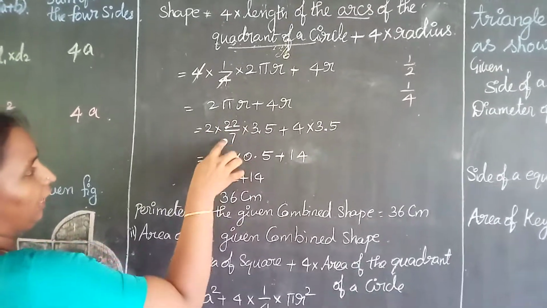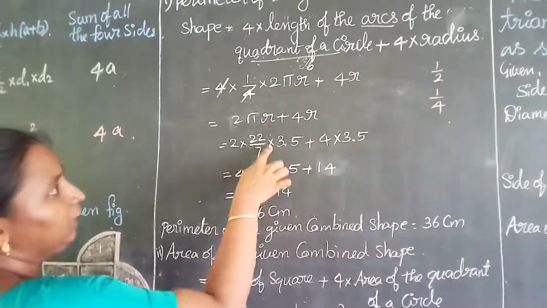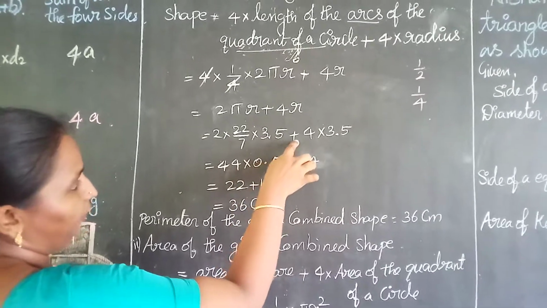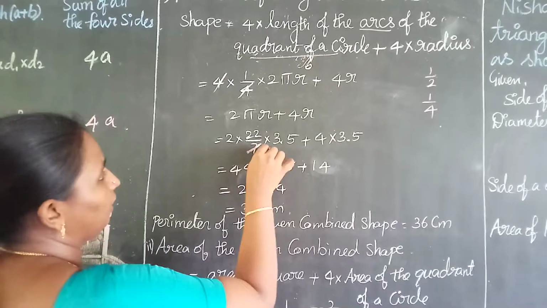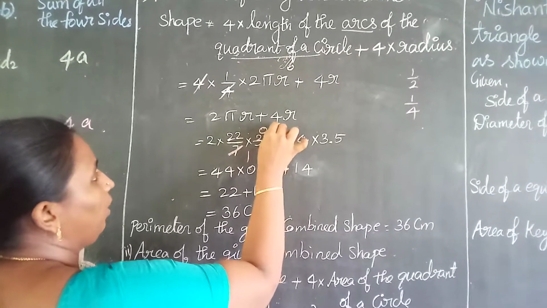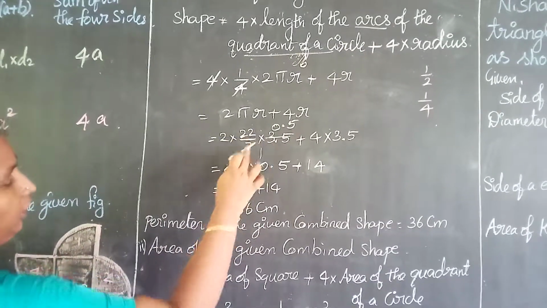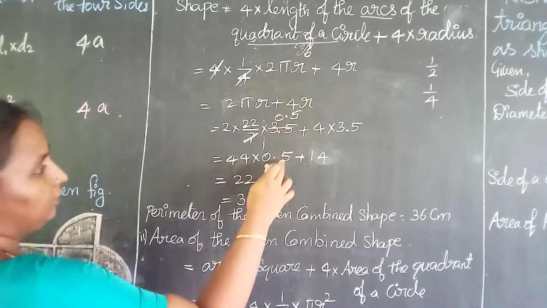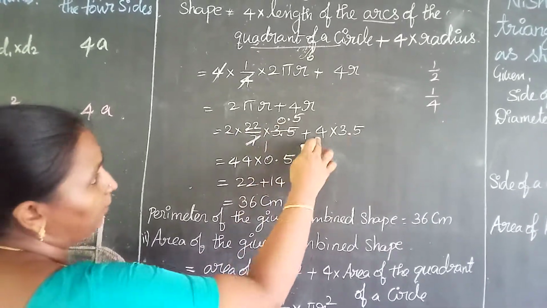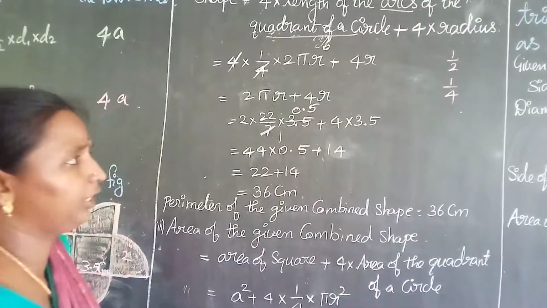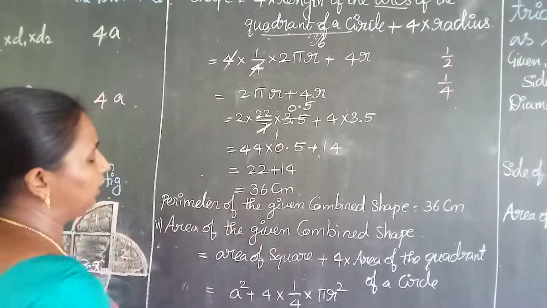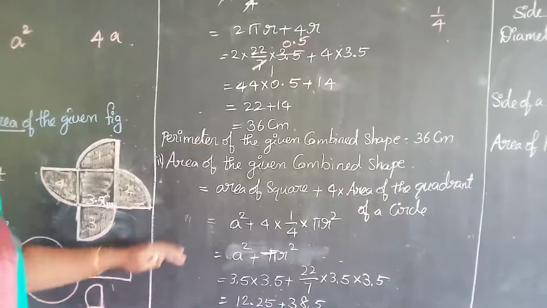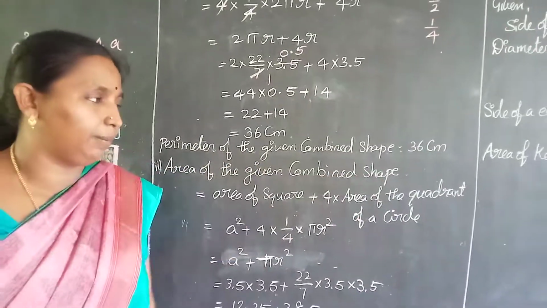2 into pi value you know, 22 by 7, into r is 3.5, plus 4 into 3.5. Okay, cancel this 7: 7 ones are 7, 0.5 remains. So you get 2 into 22, 44, into 0.5, plus multiply 4 into 3.5, you will get 14. So 22 plus 14 you will get 36 centimeters. This is the perimeter of the given combined shape.